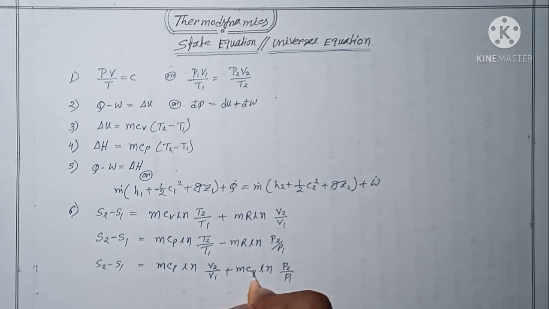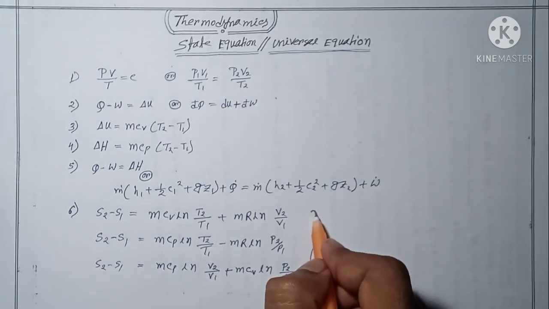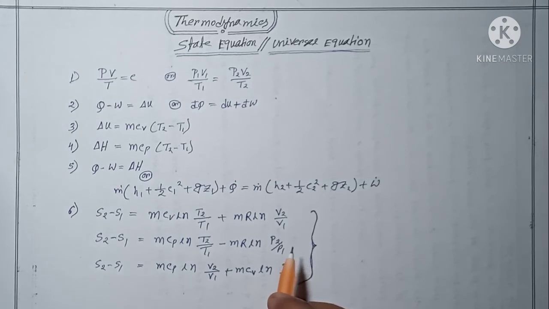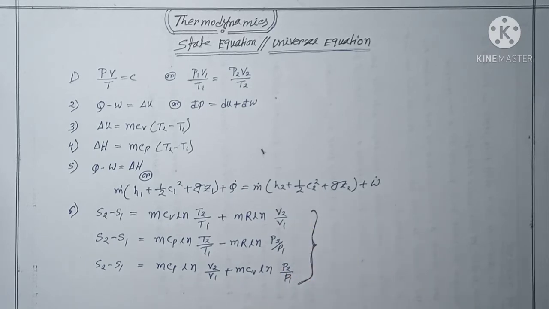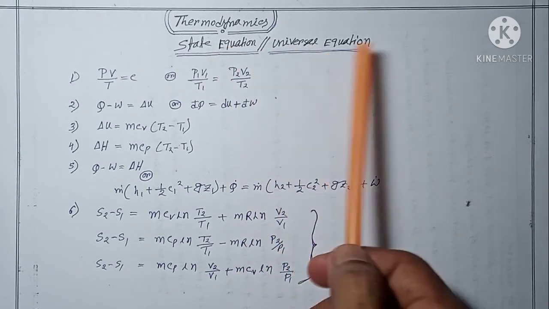Now listen, basically these three equations are the same, but based on the question and what data is available in front of you, you can use either this one or this one or this one to find the change in entropy between two sections. Now listen carefully. These are basically the 6 equations which are known as state equations, also known as universal equations.